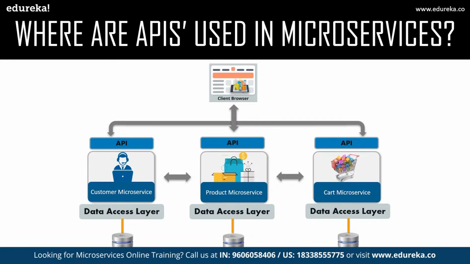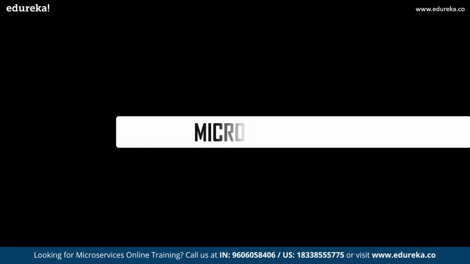Now, it's not necessary that you need information from a single service, right? Even in those scenarios, each microservice will generate the requested data and all of them together will send back the requested response to the client, right? So I hope that you've understood where APIs are used in microservices. Now let's move forward with the final topic for today's session, that is the differences between microservices and API.